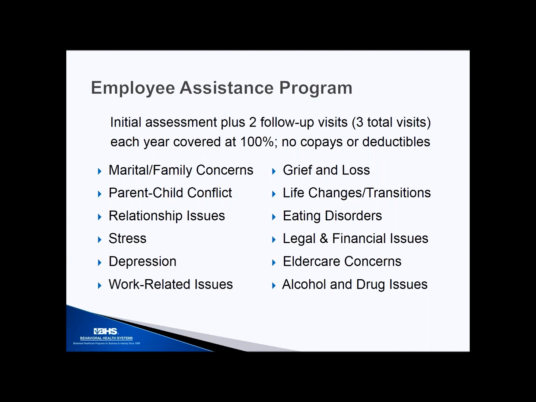Follow me over the bullets here on some of the categories: marital and family concerns, parent-child conflict, relationship issues, stress, depression, work-related issues. When I say work-related issues, this may be specific to adapting to change or coping strategies. The next bullet: grief and loss, life changes and transitions, eating disorders, legal and financial issues.